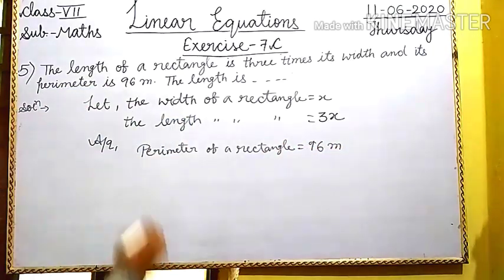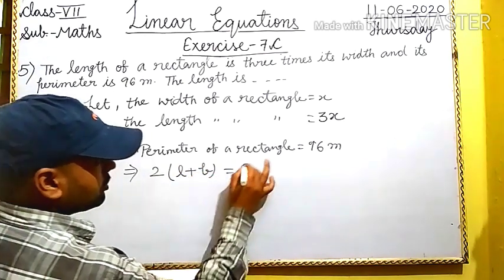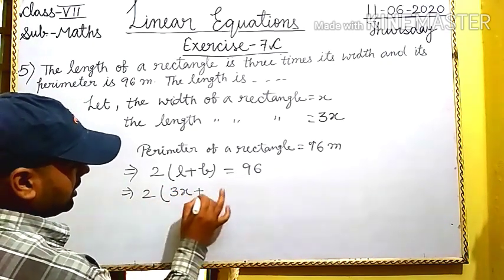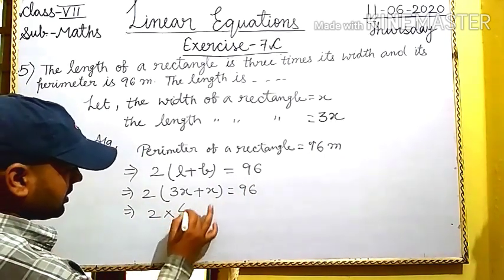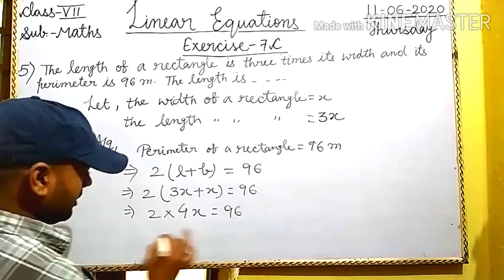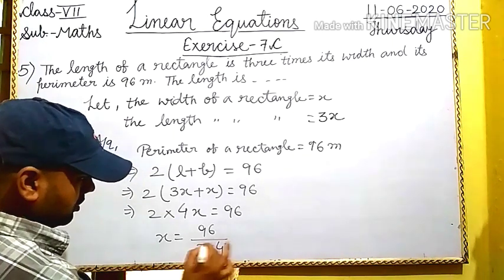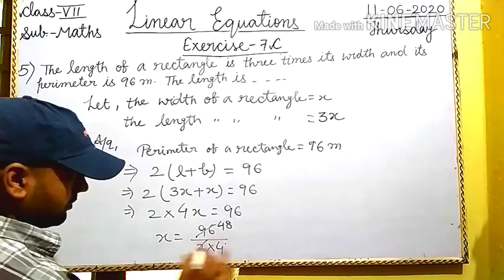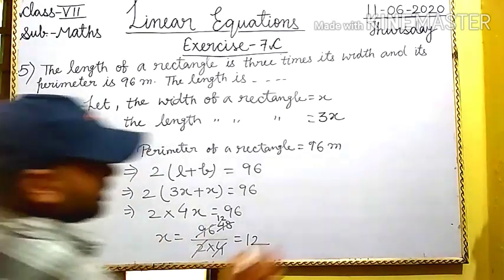Is it clear? We know that the perimeter of a rectangle is equal to 2 into length plus breadth, which is equal to 96 meters. So 2 into 3x plus x is equal to 96. 2 into 3x plus x, 4x is equal to 96. Lastly, x is equal to 96 upon 2 into 4. 4 twos are 8, 8 twos are 16. Then 4 ones are 4, 4 twos are 8. Lastly, we get 12.